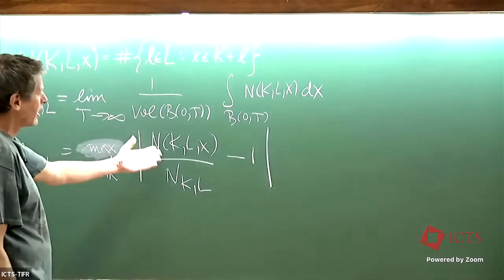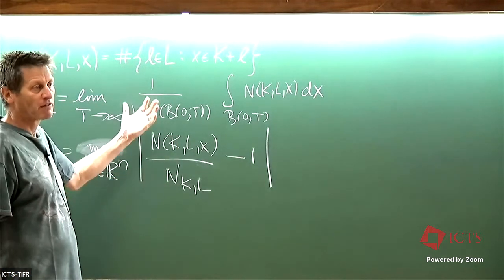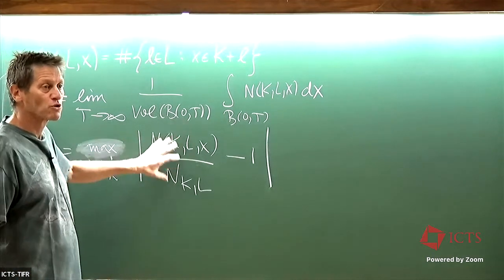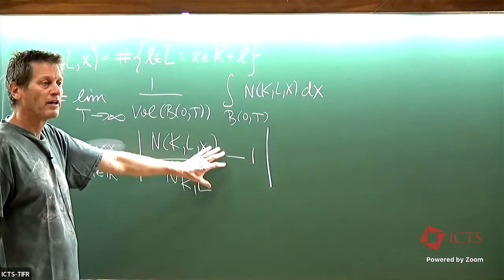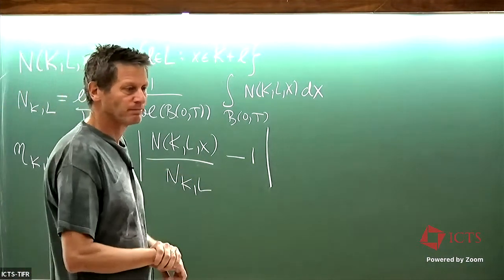So on average, points get covered this number of times. Some of them get covered more times. Some of them get covered fewer times. We're taking the quotient. On average, this number is 1. We want to know how far it deviates from 1. So the smaller this is, the more uniform the cover is.